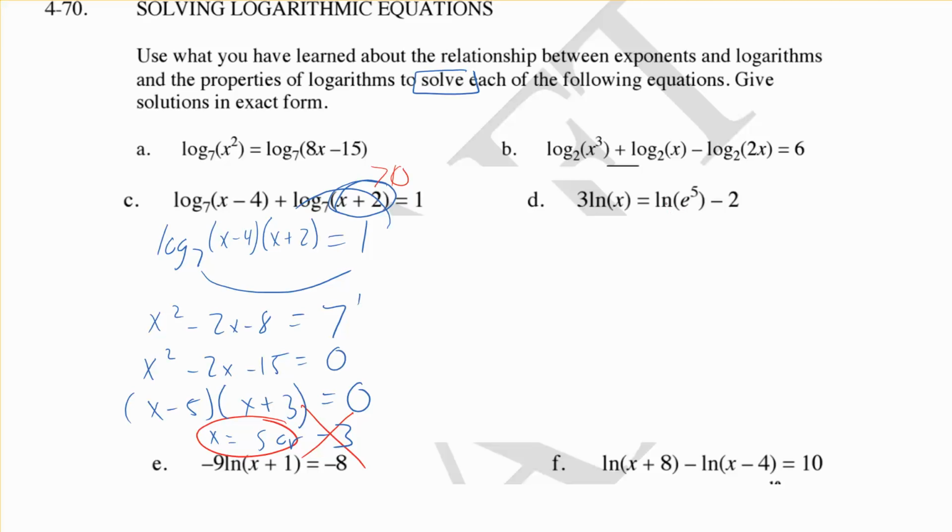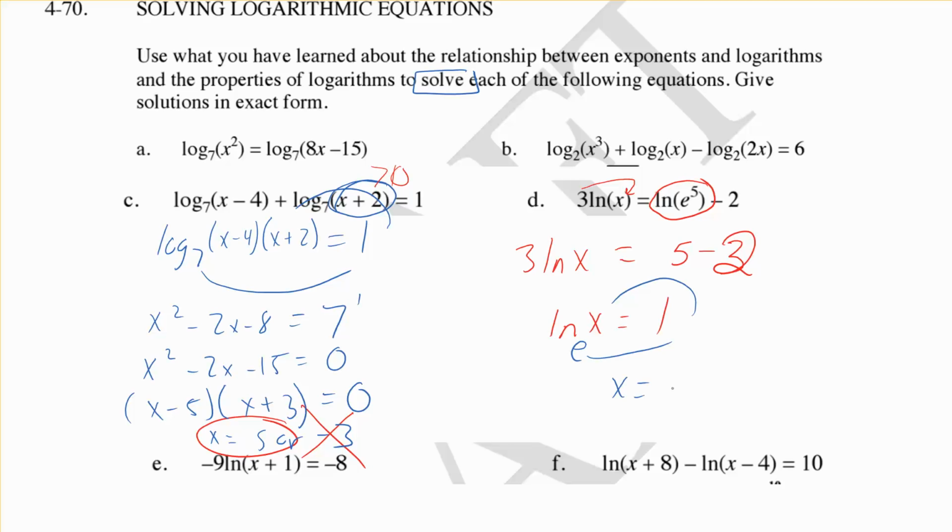I think we should use a power rule here and subtract this guy over. Actually, if we go natural log, notice this. What is this guy right here? E to what power is e to the 5th? So that's actually just a 5. Oh, 5 minus 2 is 3. Divide by the 3. I've got 1. So now I've got this e down here. E to the 1 equals x. X equals e. That's a sweet little problem.